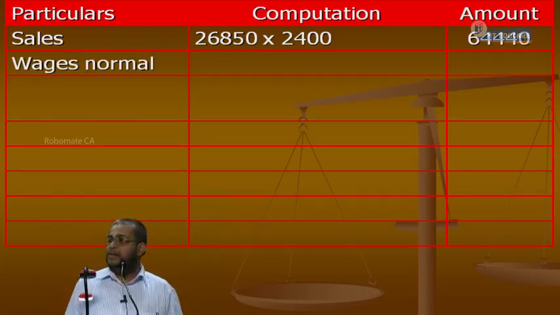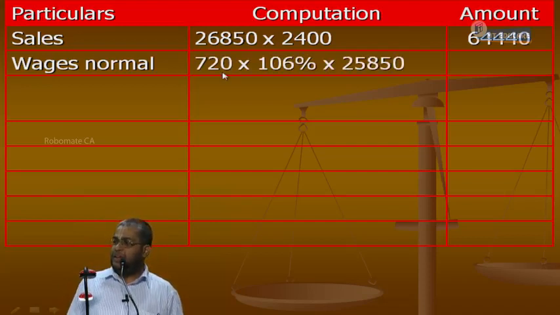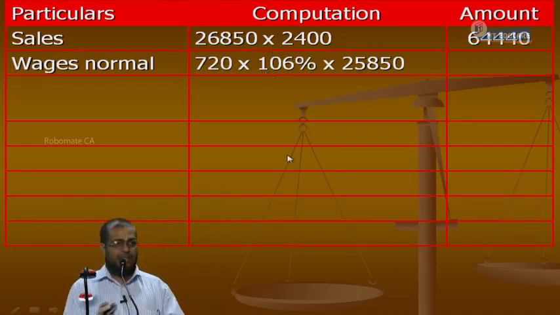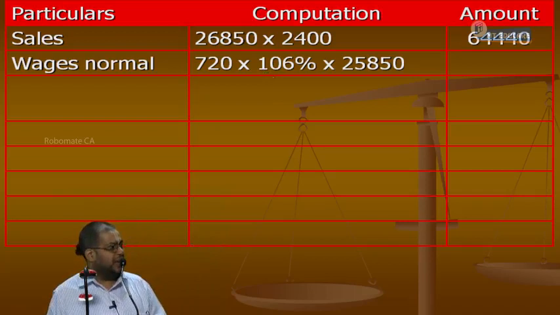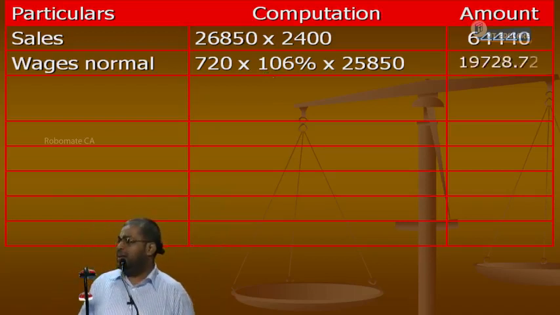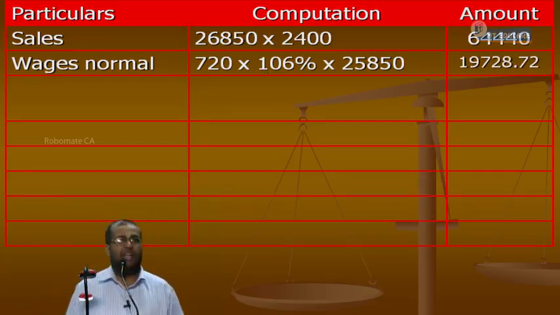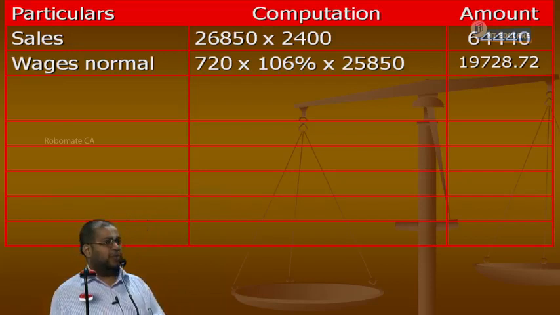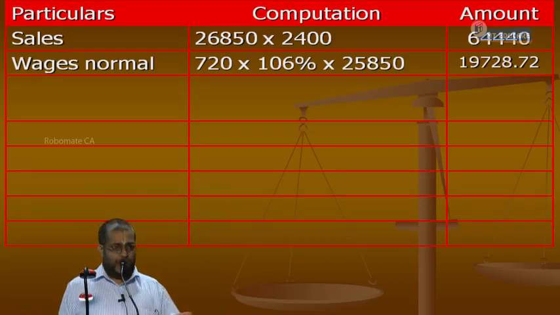Wages normal. 720 into, now I agreed for how much hike? 6%. 720 into 106% into how many missions produced in normal time? 25,850. 720 into 106% into 25,850. Can you tell me the number? What is the number? 19,728.72. Okay. But I also pay some wages for OT production, yes or no?